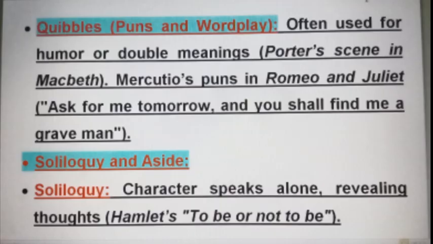The next literary device is quibbles, puns and wordplay, often used for humor or double meanings. For example, the Porter scene in Macbeth. Mercutio's puns in Romeo and Juliet, that is, "ask for me tomorrow, and you shall find me a grave man."